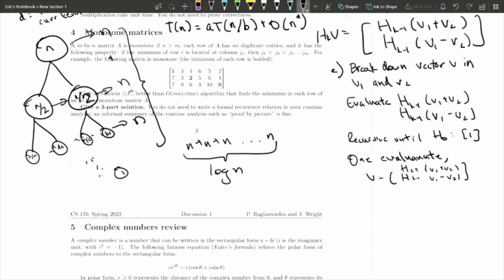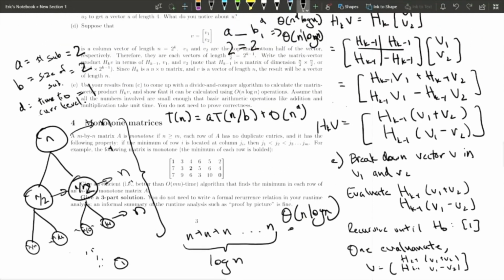Halving until we hit 1 is the same as a logarithm, right? Log is the number of times we divide something until we get to some value, which is the same as halving something until we hit 1. So the total runtime would be theta of n log n. Okay, this got kind of messy, but hopefully that brief side tangent was helpful. We'll be moving on to question 4.